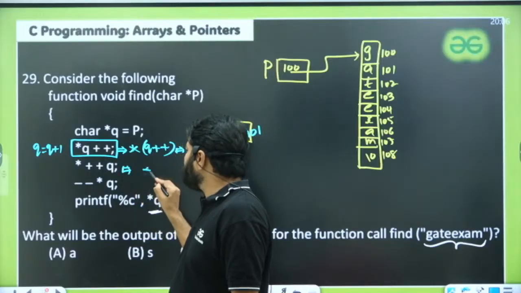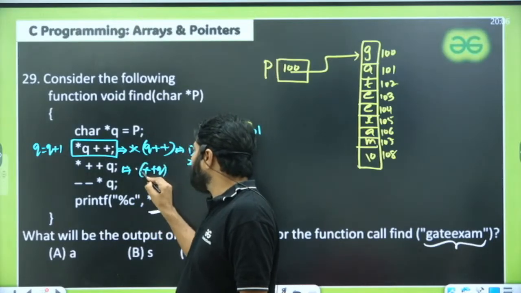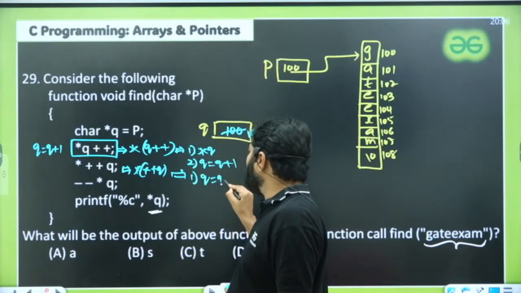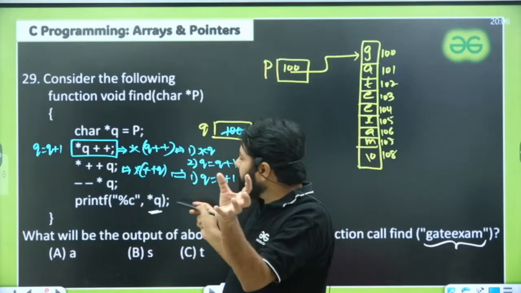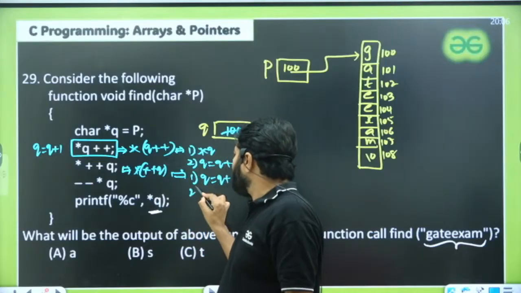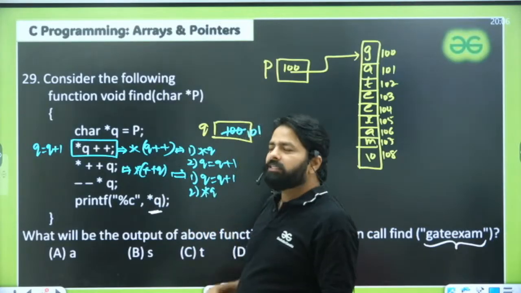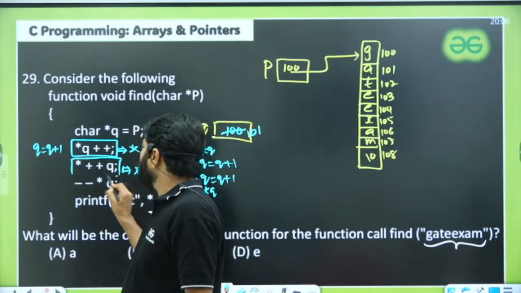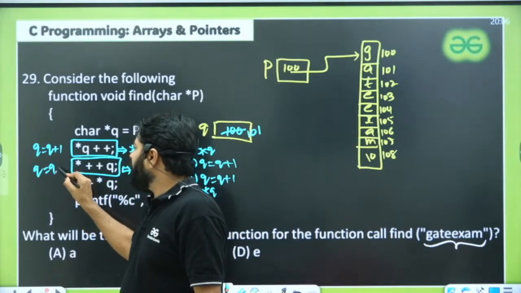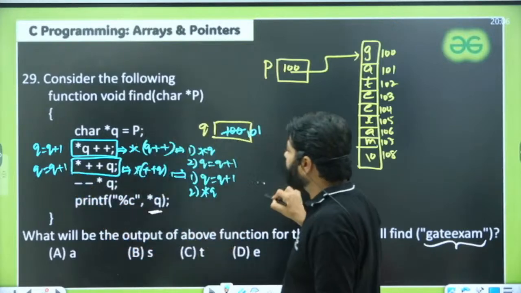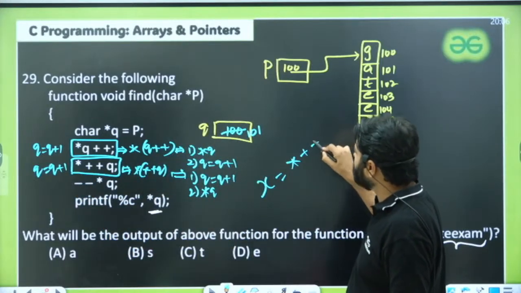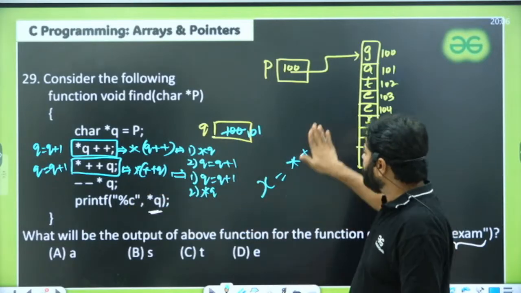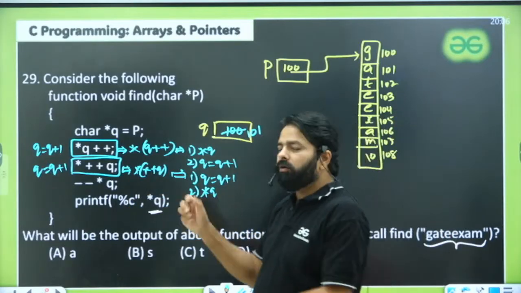And next, star plus plus Q. Plus plus Q will happen first, then star. Which means the first step is Q is equal to Q plus 1. And after incrementing Q, you have to use it here. Second, you have to use star Q. Again, star Q has no use at all. So this is also equal to Q is equal to Q plus 1. Like if you write X is equal to star plus plus Q, then this star Q would go to X, but you are not assigning to anyone. So star Q again has no use.